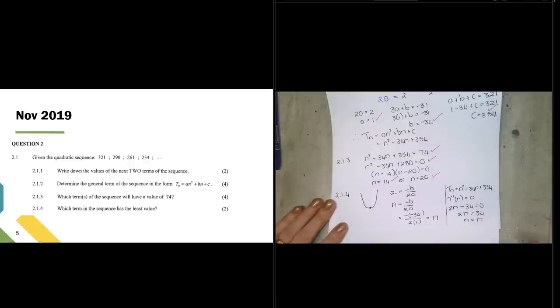This question counted 2 marks. It was a mark for showing your substitution and a mark for your answer. If you use the second method, it was a mark for the first derivative equal to zero and then a mark for your answer.